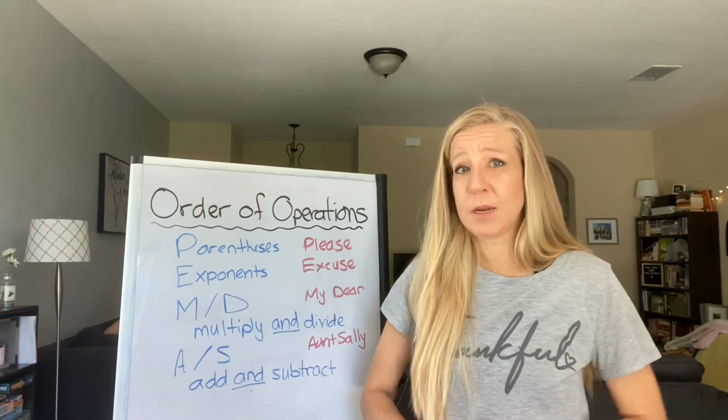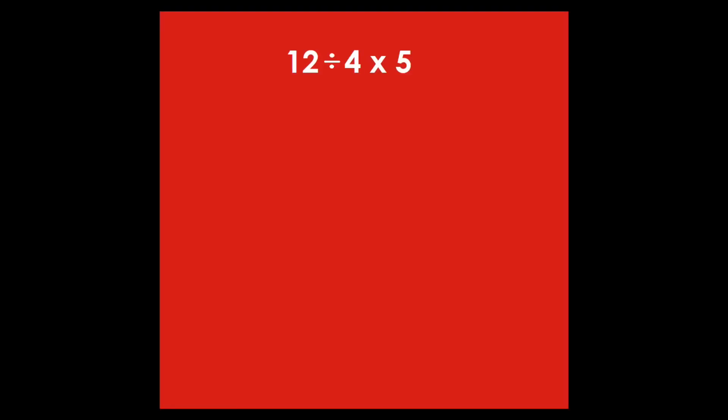Let's take a look at an example. Looking at this, we have 12 divided by 4 times 5. We would do 12 divided by 4 first because it's listed first. So 12 divided by 4 is 3, and 3 times 5 is 15.